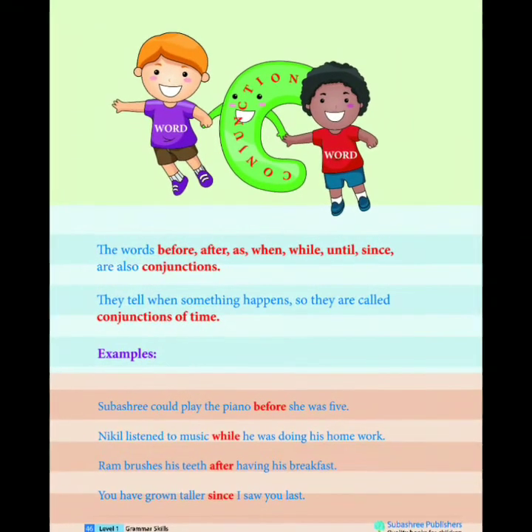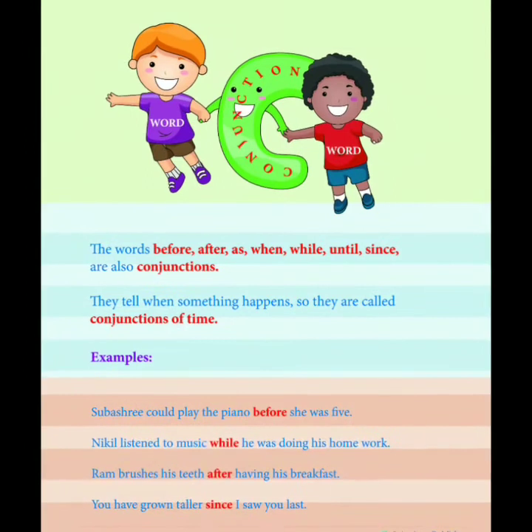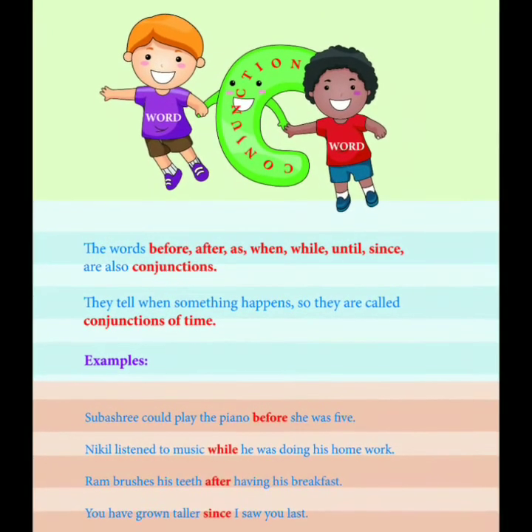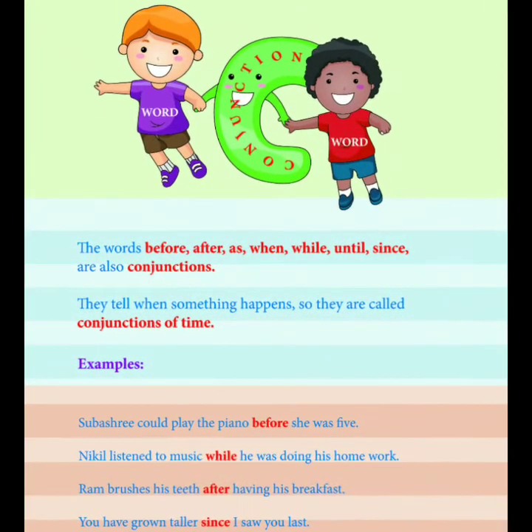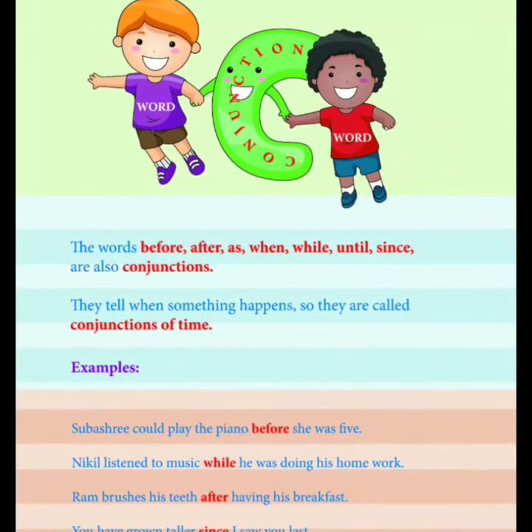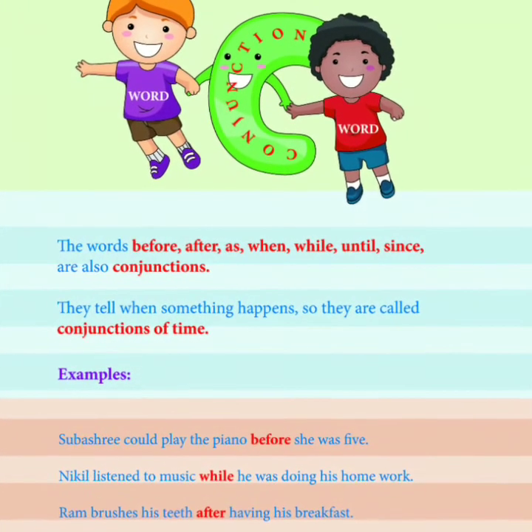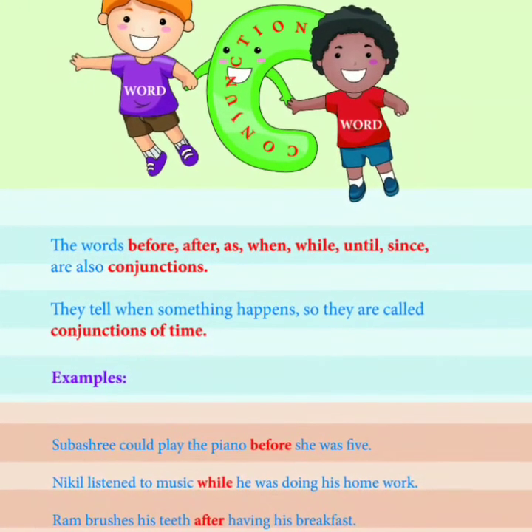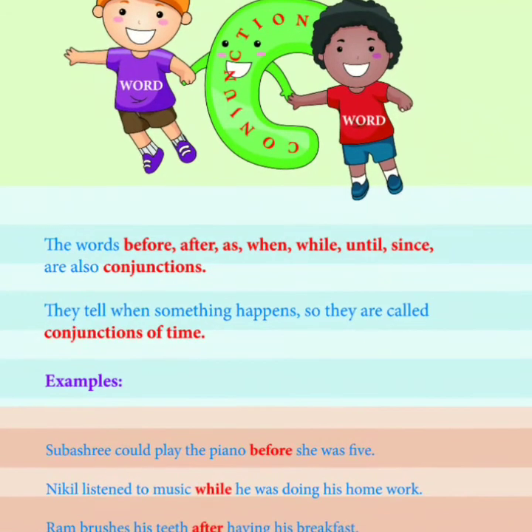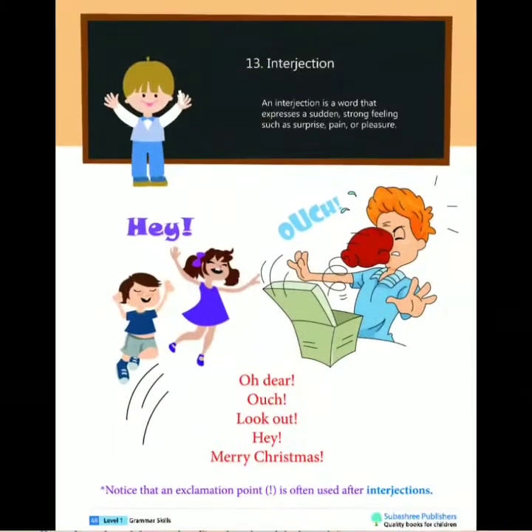The words before, after, as, when, while, until, since are also conjunctions. They tell when something happens, so they are called conjunctions of time. Subhashri could play the piano before she was 5. Nikhil listened to music while he was doing his homework.